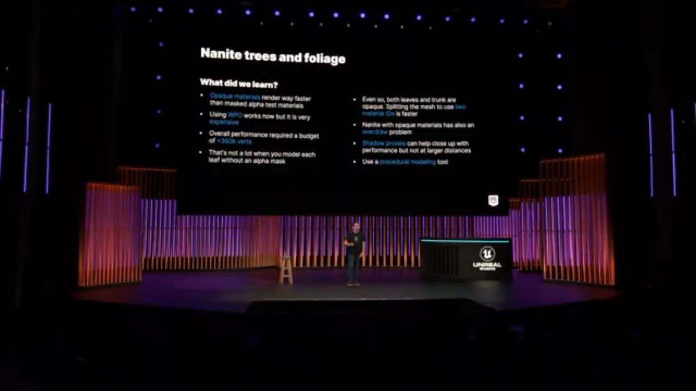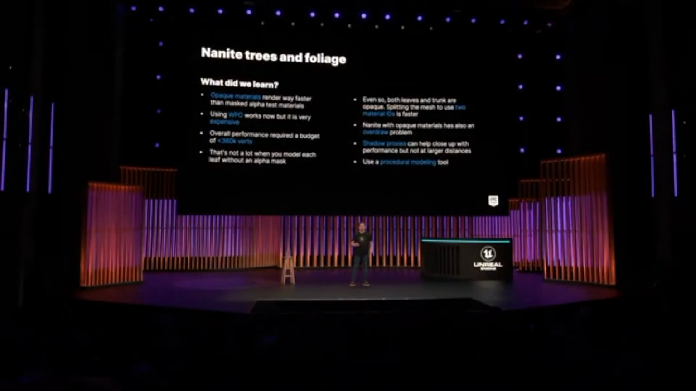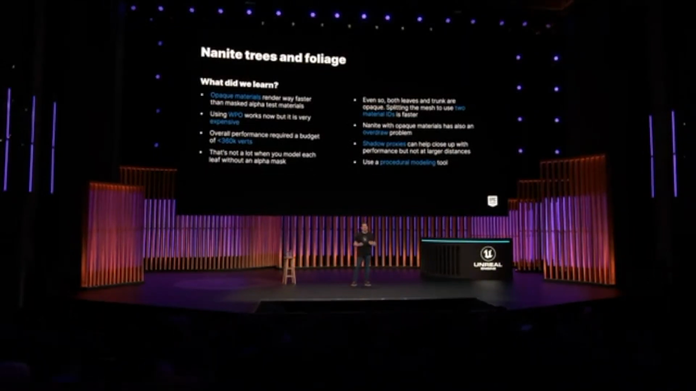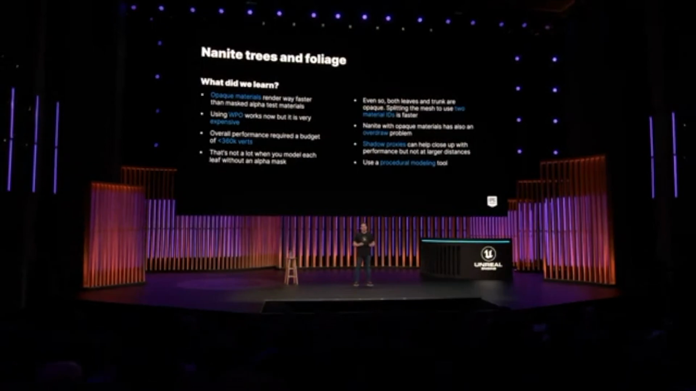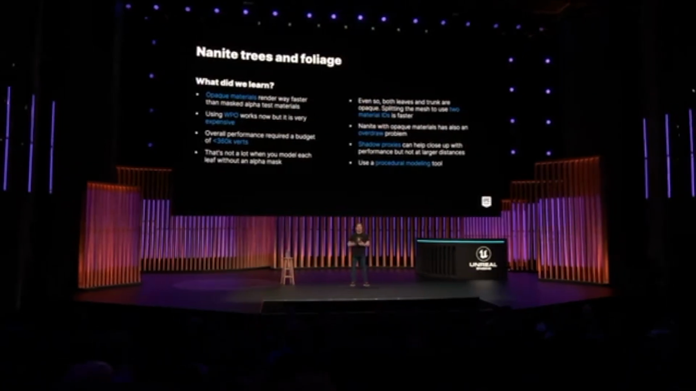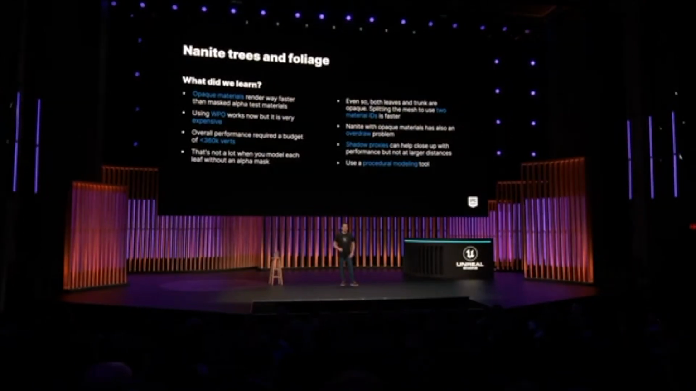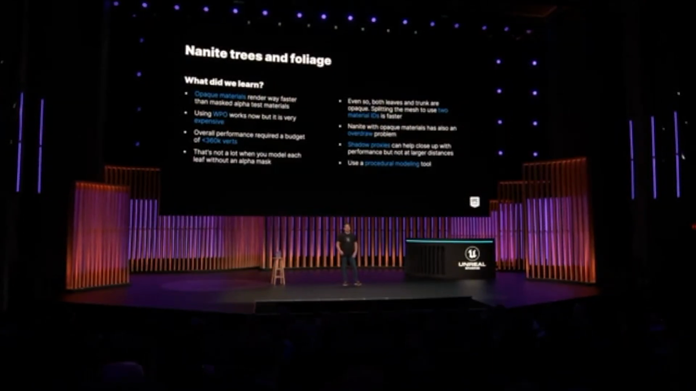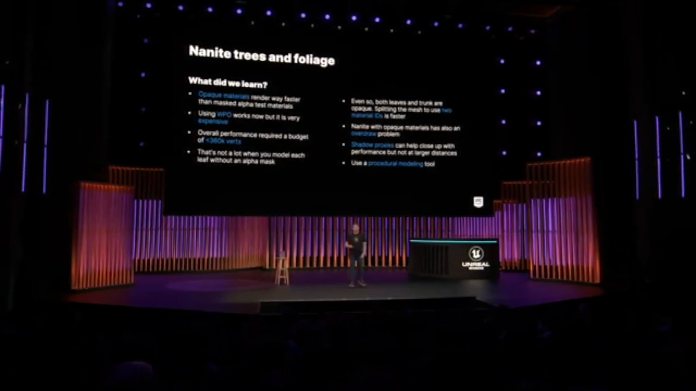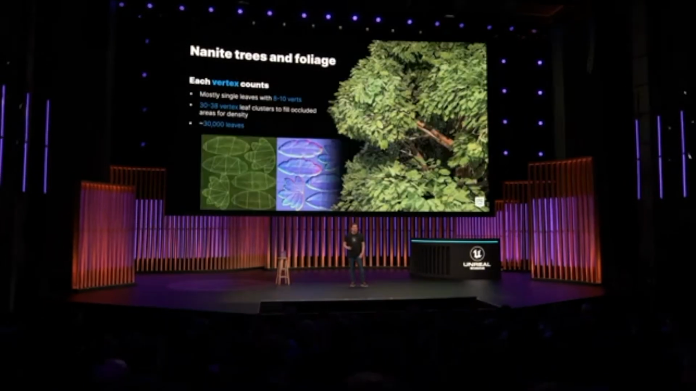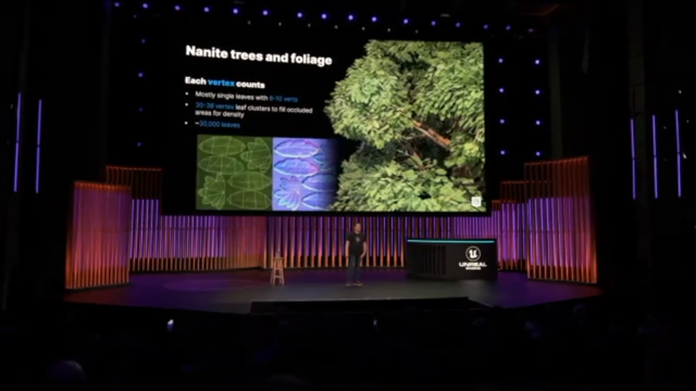Shadow proxies can help close up this performance gap, but in the distance, they don't do much because Nanite will target about the same triangle count for the proxy mesh as for the real rendered mesh. And finally, when you model trees this detailed, definitely use a procedural modeling tool that's made for that. Each vertex counts with these trees.